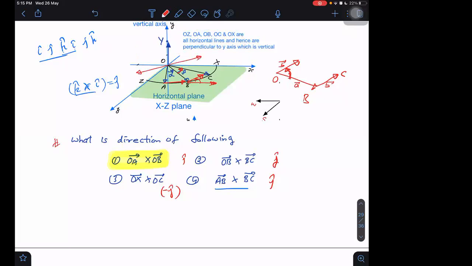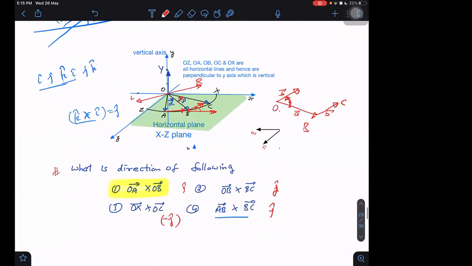This perpendicular vector will lie in the xz plane, and there are 2 perpendiculars possible depending upon the situation, this side or that side. Now out of these 2 vectors, which one will be the answer? Let me tell you, the left side pointing or the right side pointing vector, which one will be the answer for the vector OY cross OB?